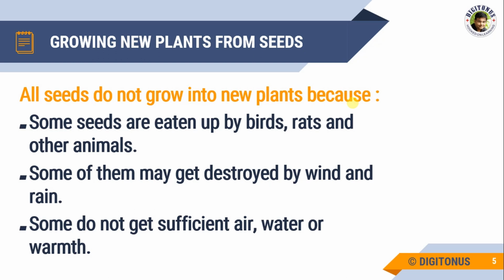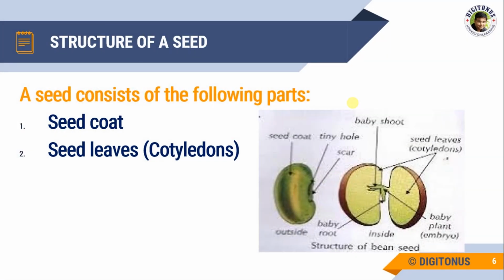Now let us study about structure of a seed. See dear students, seeds are important source of food. All the grains we eat are seeds. For example, rice, wheat, gram. A seed consists of the following parts. First one, seed coat, and the second one is seed leaves. Let us study each part one by one.